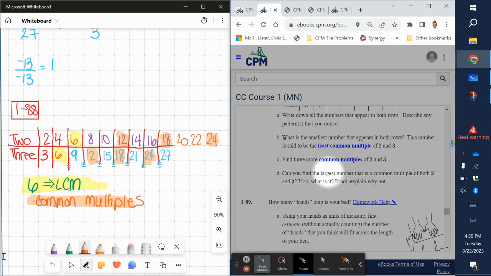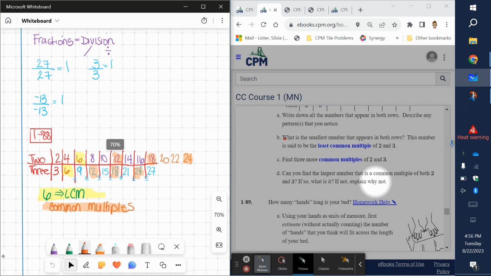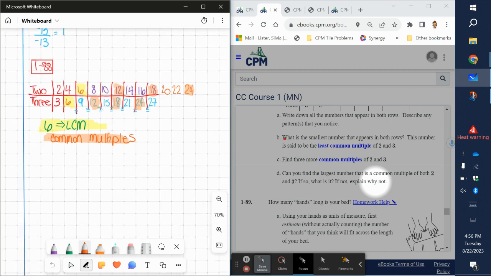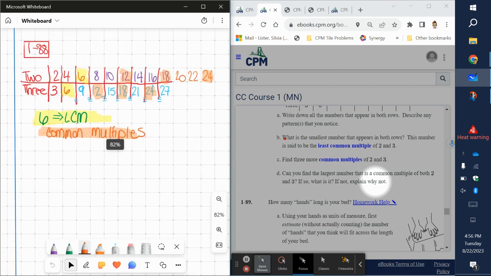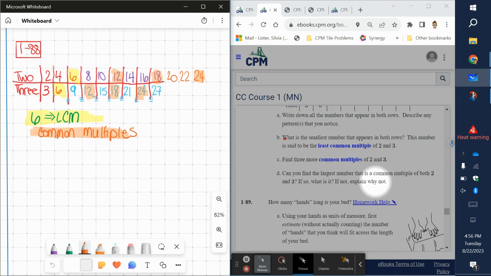Can you find the largest number that is a common multiple of both 2 and 3? If so, what is it? If not, explain why not. Do you think we could find the largest number? I do not, because as you know, I had to keep going with my twos. Both rows can continue indefinitely. Both rows I can keep going forever. So I cannot find the greatest common multiple. That's not really a thing.